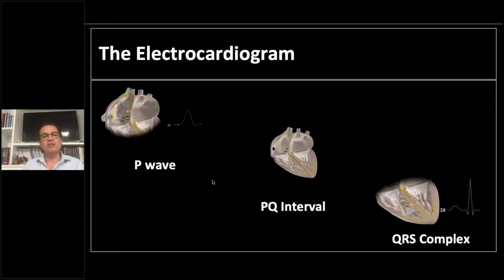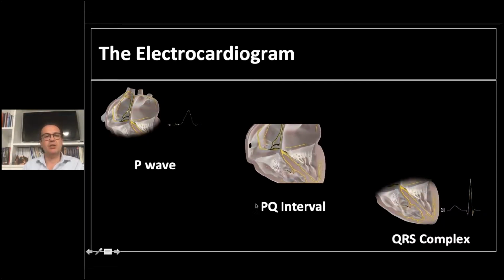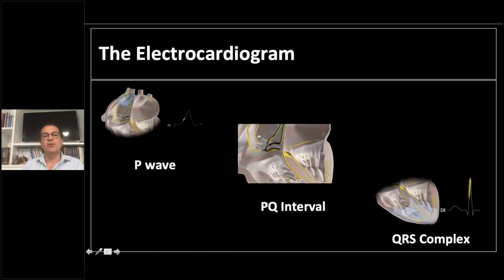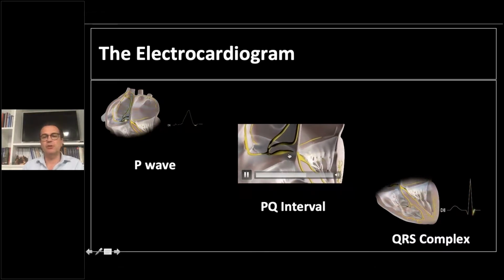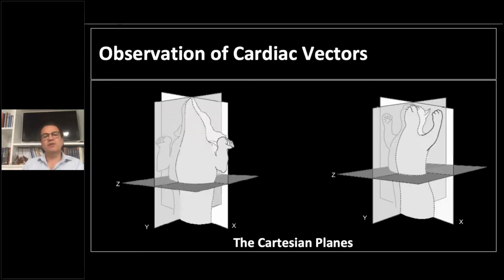As you can see here, we have the atrial activation wave. Then we have conduction of the atrial activation through the atrioventricular node, and then you go into the ventricle, and then you have the QRS complex. What is very important when you look at the electrocardiogram is to consider the point of observation.